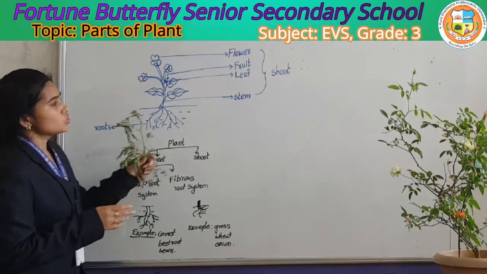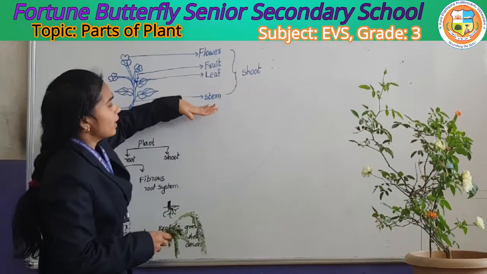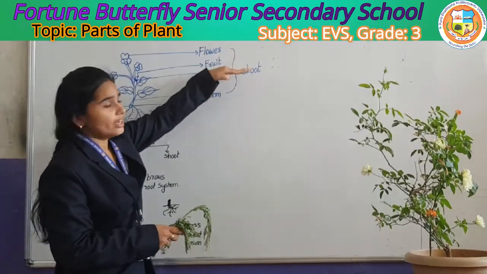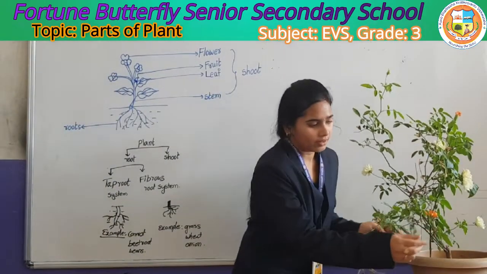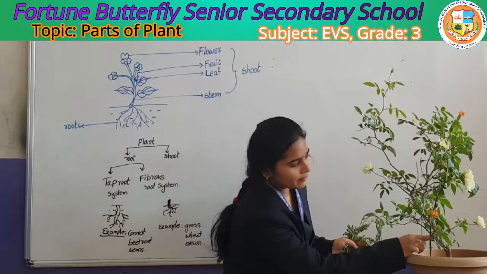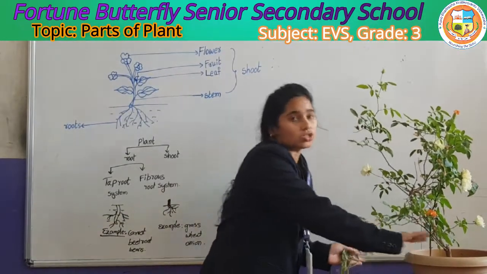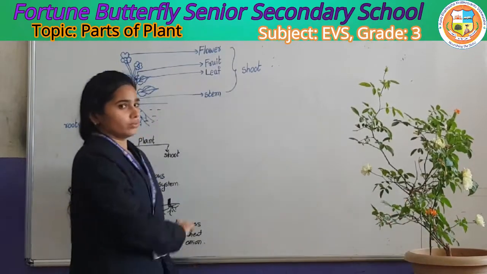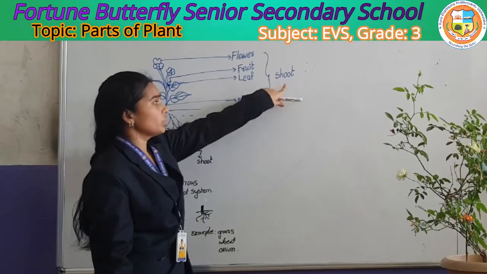Now coming to the shoot. The part of the plant that grows above the soil is called shoot. See, this is the shoot system. Leaves, stem, flowers are the parts of the shoot. The stem is the main part of the shoot.